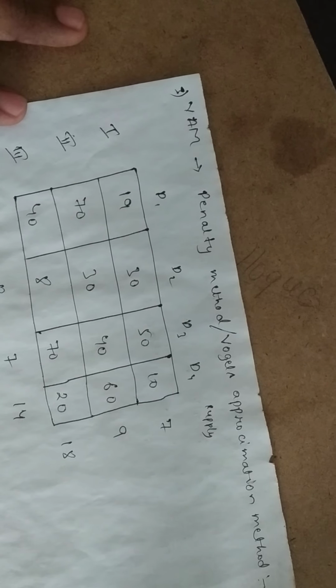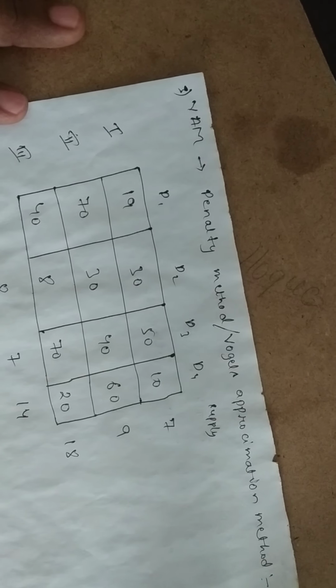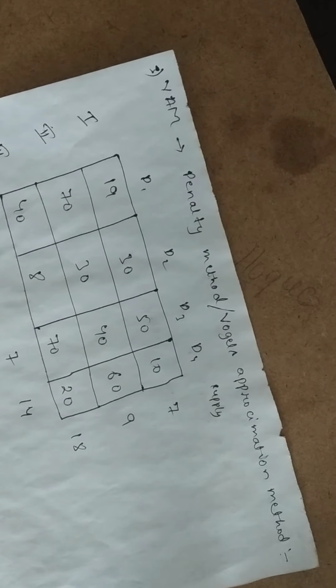Hi friends, now we'll discuss the VAM method, which is also called the penalty method. VAM full form is Vogel Approximation Method. Now, in order to solve this question we have certain rules which we need to go through. These are the steps we can follow in order to solve VAM problems.